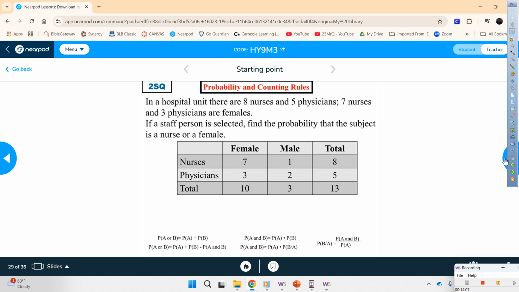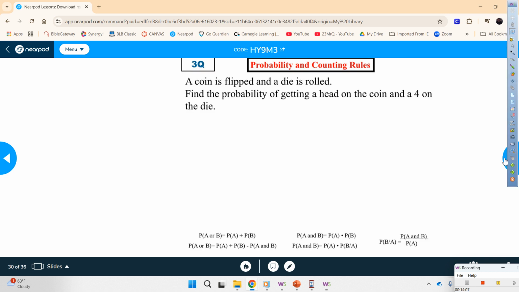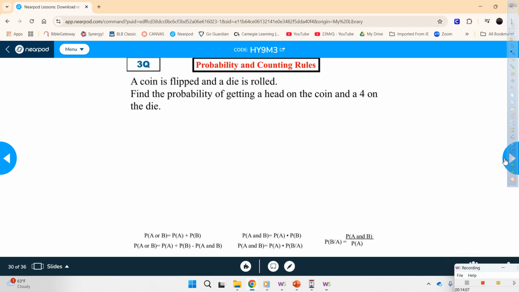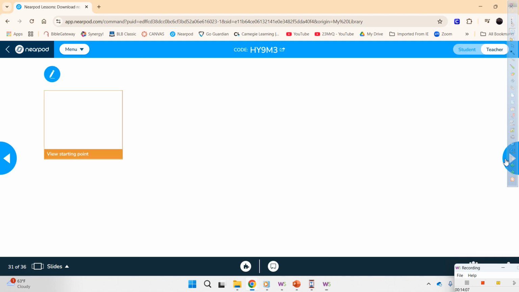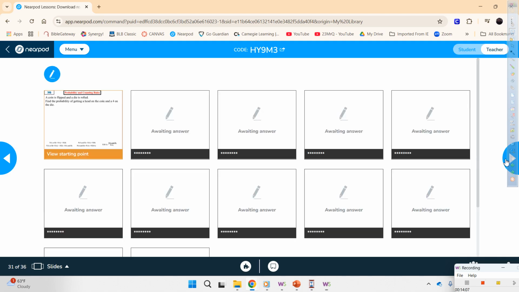Shall we? Number 3. Write it on your paper, example 3Q. It says a coin is flipped and a die is rolled. Find the probability of getting a head or a 4 on the die. So, write your formula on your paper and find me that probability. Go.